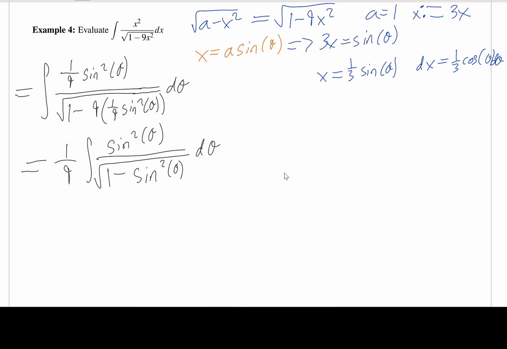That will give us 1/9 times the integral of sine squared theta over 1 minus sine squared, that's cosine squared. So we're going to have the square root of cosine squared, which is cosine theta d theta.